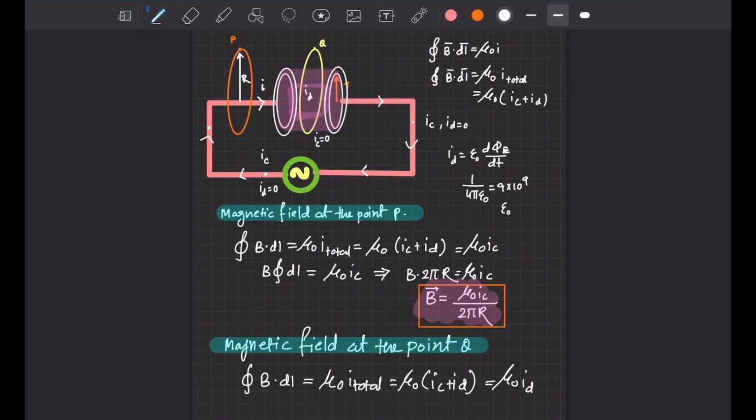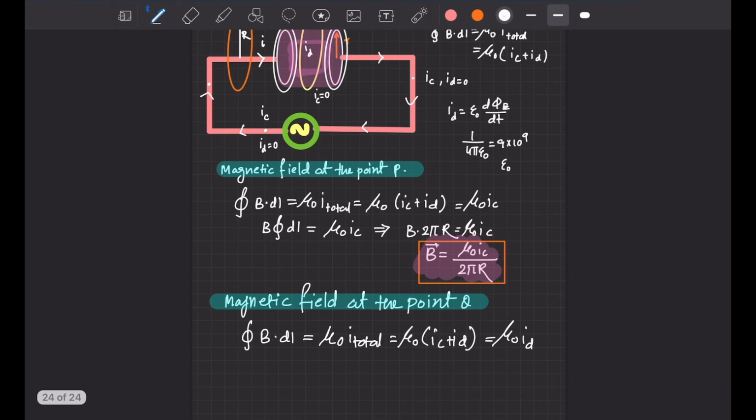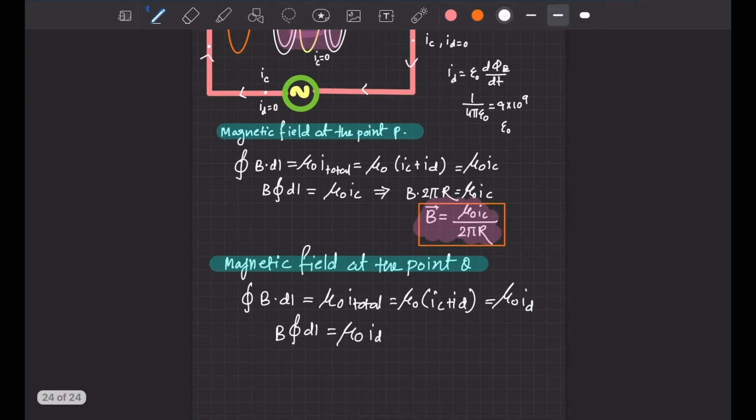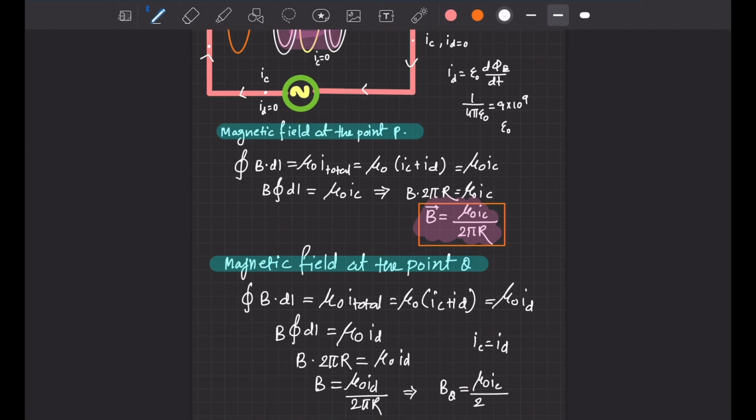So in this case, what we can consider is that the value of B dot dl is equal to, B will move outside, the integral of dl is equal to mu naught ID, and next we can write B into 2 pi R is equal to mu naught ID, and that gives B equal to mu naught ID by 2 pi capital R. Now, as we already have discussed that IC equals ID, this formula leads to B at the point Q equal to mu naught IC by 2 pi R.